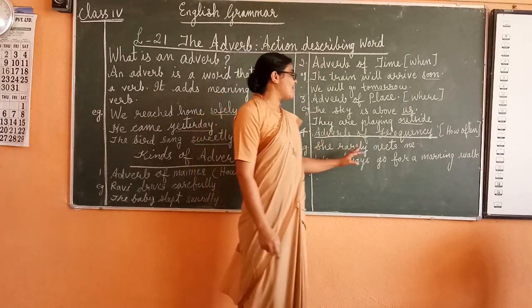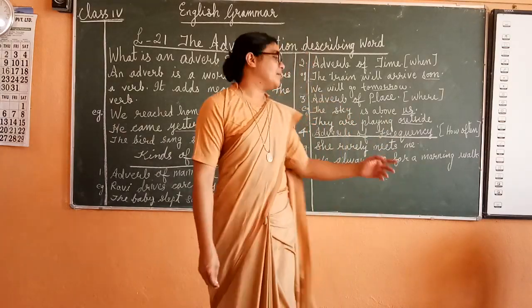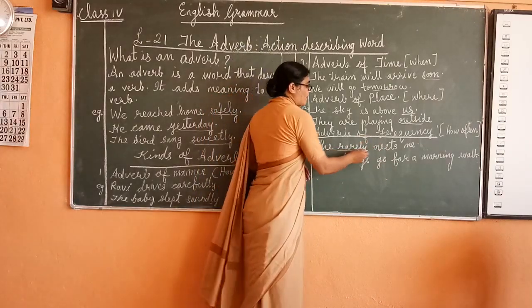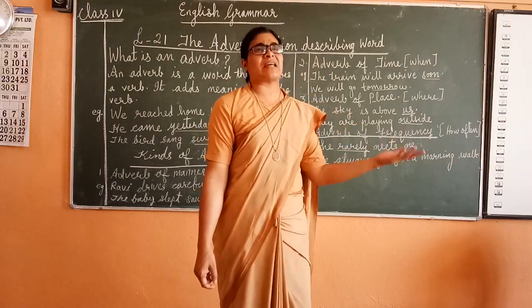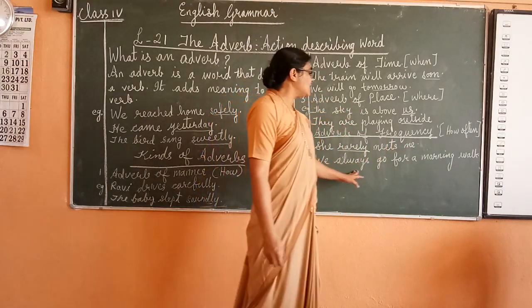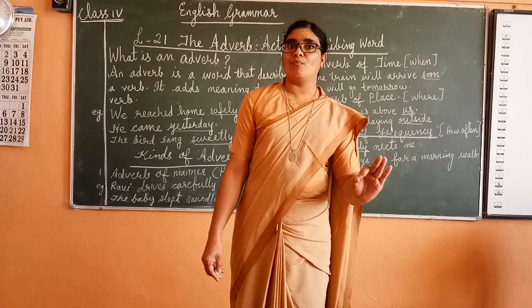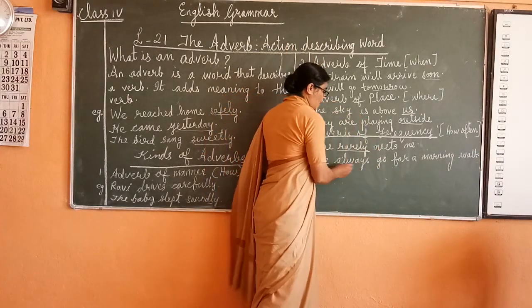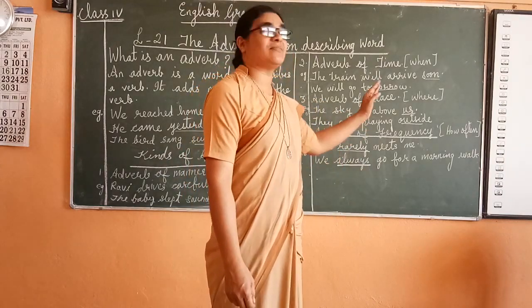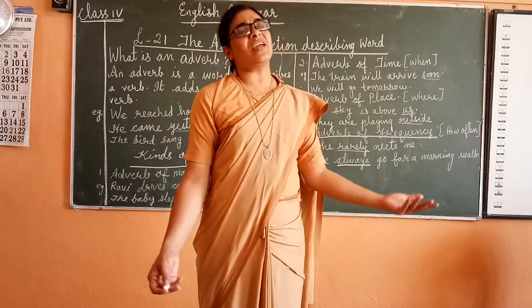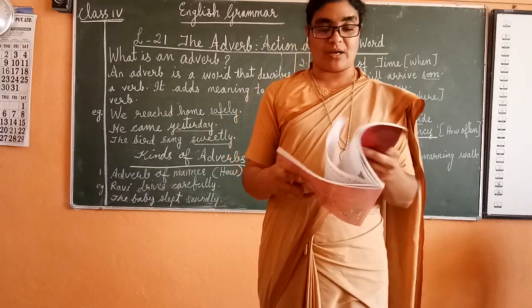For example, she rarely meets me. She meets me, but she rarely meets me. Here we are adding this adverb, rarely. Hardly she meets me. Not often, it's sometimes. We always go for a morning walk. How often do you go for a morning walk? We always go for a morning walk. How often does she meet you? She rarely meets me.